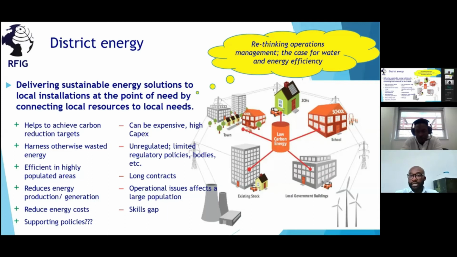Operational issues as well can affect a large population because, like we said, it's highly efficient in highly populated areas. And overcoming this is purely by designing for resilience. So if a part of the system goes down, you should have backup systems in operation to help you still maintain the performance of your energy requirements at the appropriate levels.